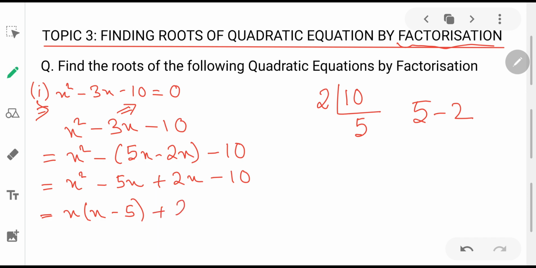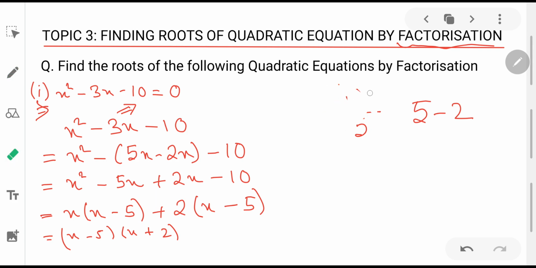We can take 2 as common. So, what will we get? X minus 2 into how much is 10? 5. So, from here now we will get x minus 5 common. So, what is left? X plus 2. Okay. Therefore, now we have solved the quadratic equation till this point.